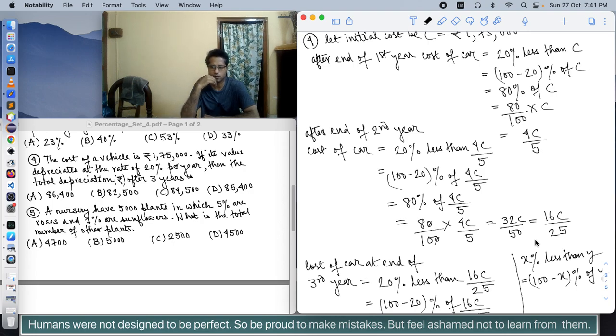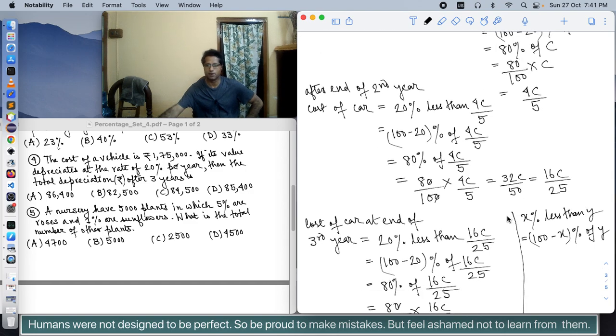Okay. Now again, at the end of the second year, the cost will be 20% less than 4C by 5, which means 100 minus 20% of 4C by 5, which is 80% of 4C by 5, which is 80 by 100 multiplied by 4C by 5, which is 32C by 50, which is equal to 16C by 25. So at the end of the second year, the cost became 16C by 25.